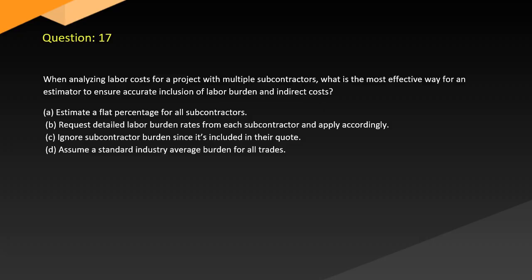Question 17. When analyzing labor costs for a project with multiple subcontractors, what is the most effective way for an estimator to ensure accurate inclusion of labor burden and indirect costs? A. Estimate a flat percentage for all subcontractors. B. Request detailed labor burden rates from each subcontractor and apply accordingly. C. Ignore subcontractor burden since it's included in their quote. D. Assume standard industry average burden for all trades.